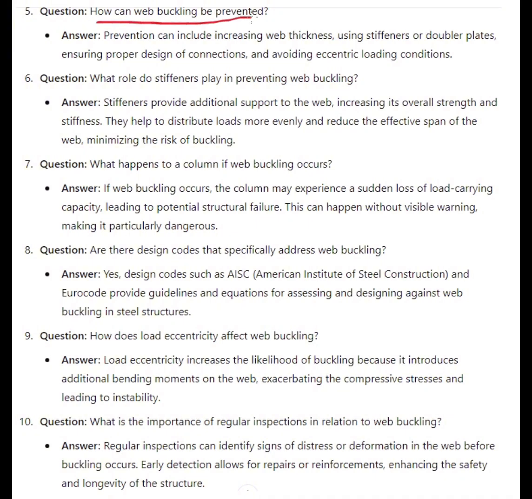Next question is, how can web buckling be prevented? Prevention can include increasing the web thickness. We know that it's directly proportional to the web thickness. We can increase the web thickness or use stiffeners or double plates, ensure proper design of connections, and avoid eccentric loading conditions. These are the factors by which we can avoid the buckling of web.